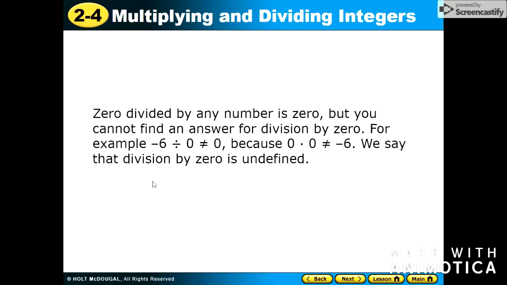Little reminder here that 0 divided by any number is 0, but you cannot find an answer for division by 0. For example, negative 6 divided by 0 cannot equal 0 because 0 times 0 is definitely not negative 6. So we say that division by 0 is undefined. A lot of times your calculators will just say error if you try to do that. So just a quick reminder there.